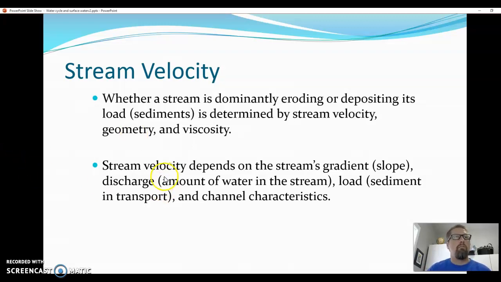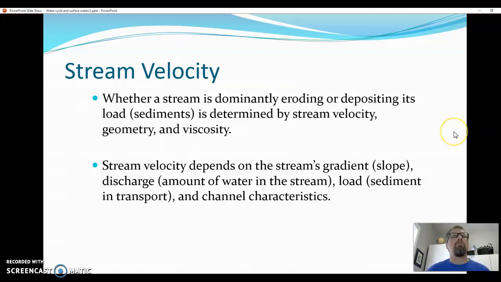Right? Stream velocity, some of this also common sense, the slope of the stream, the discharge, which we'll calculate next week, how much water is in the stream and how much sediment or load is in the stream. And again, channel characteristics, whether it's a bending, meandering stream or a more straight path.